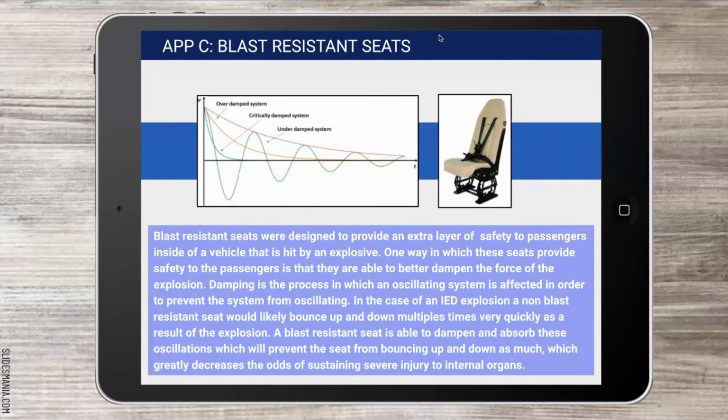When designing blast-resistant seats, the military's main concern was the safety of the passengers inside the vehicle that was hit by the IED. One way in which these seats provide safety to the passengers is that they're able to better dampen the force of the explosion.